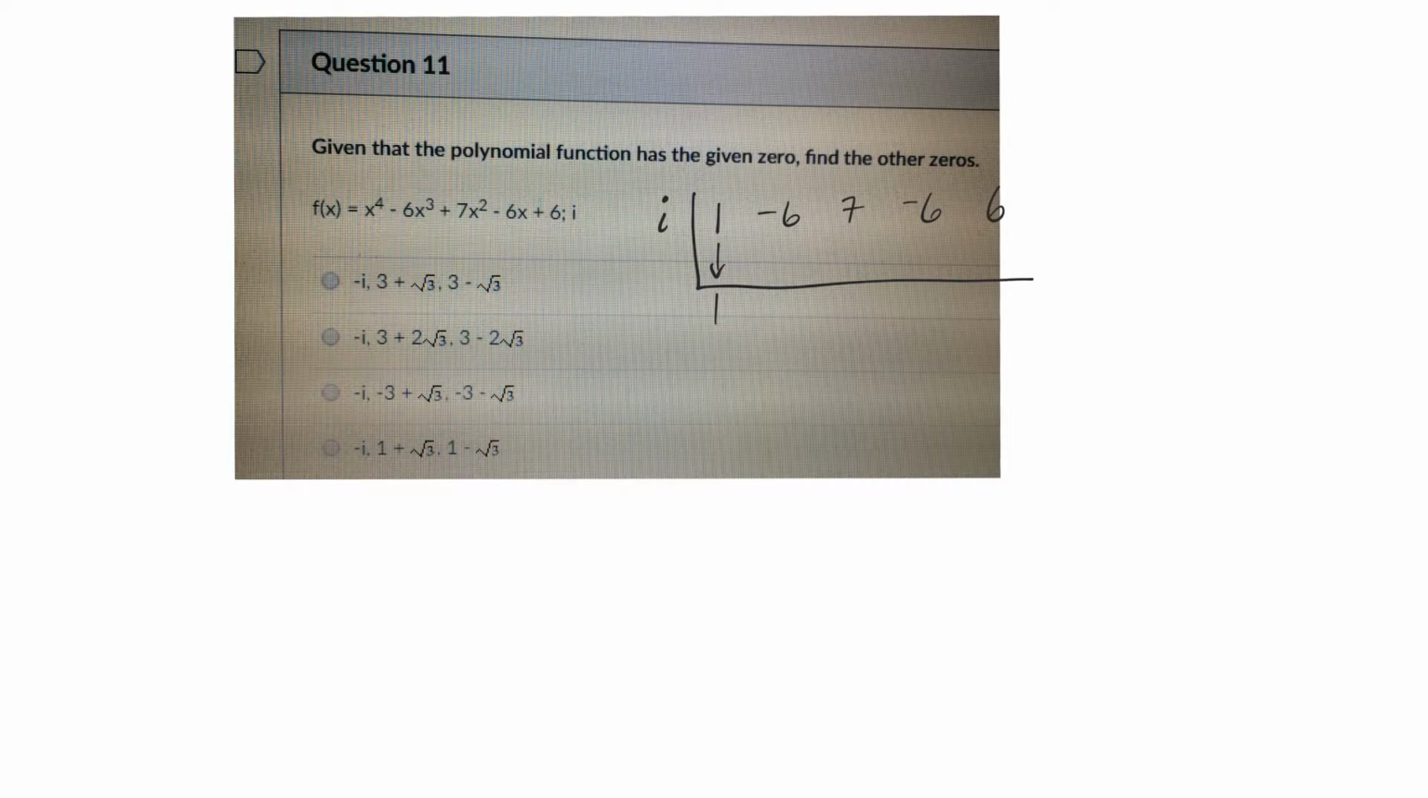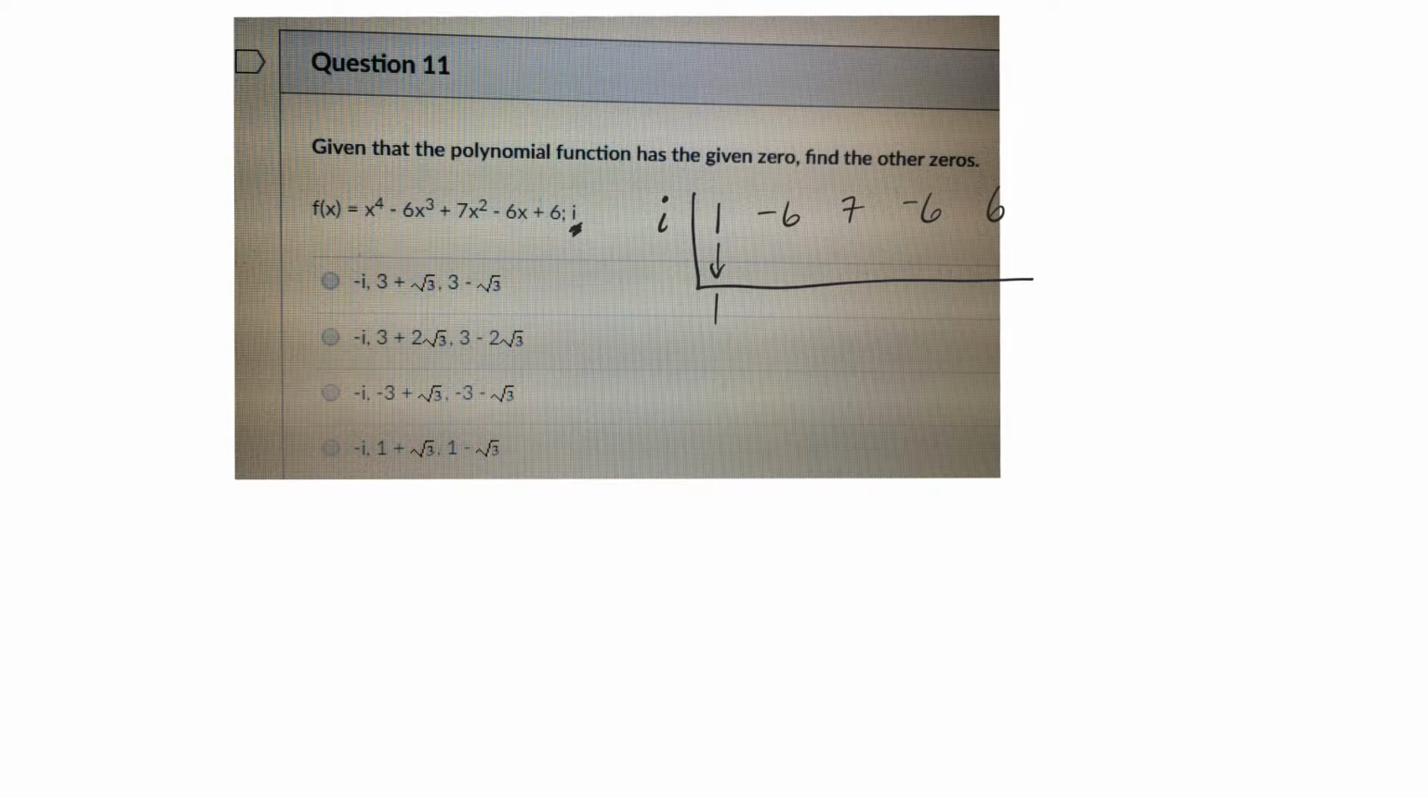Okay, here's a couple of questions. First one, finding the other zeros of a polynomial function, given that one of the zeros is i. So if you know that i is a zero, then I can use synthetic division to figure out what the quotient would be if I divided it by that.